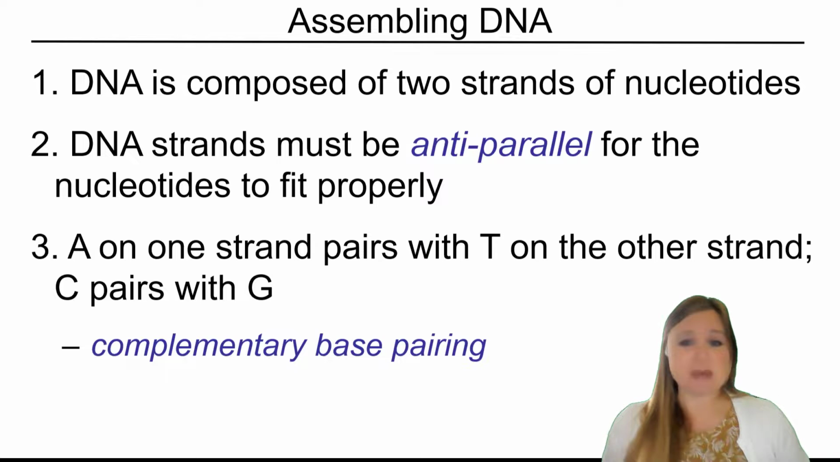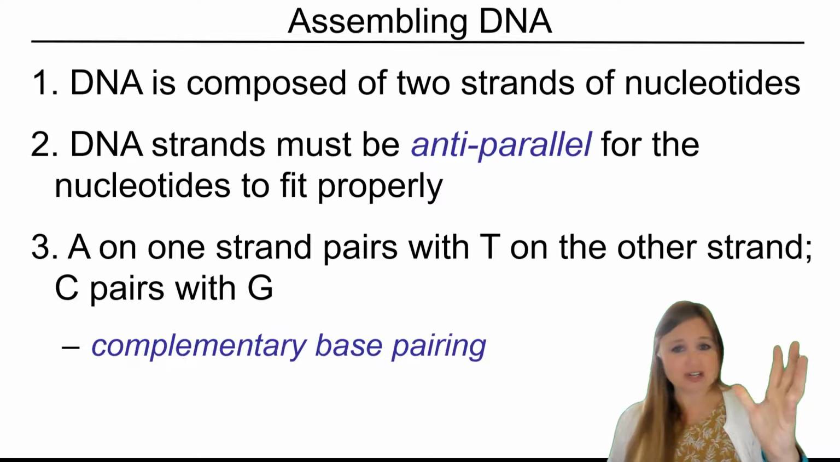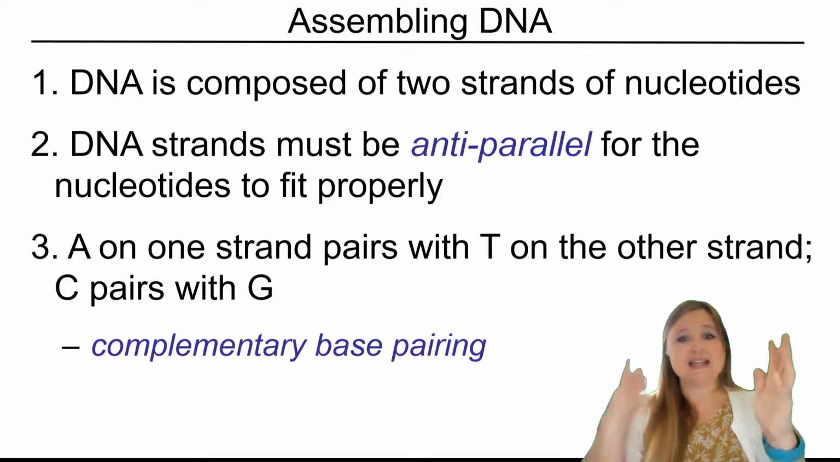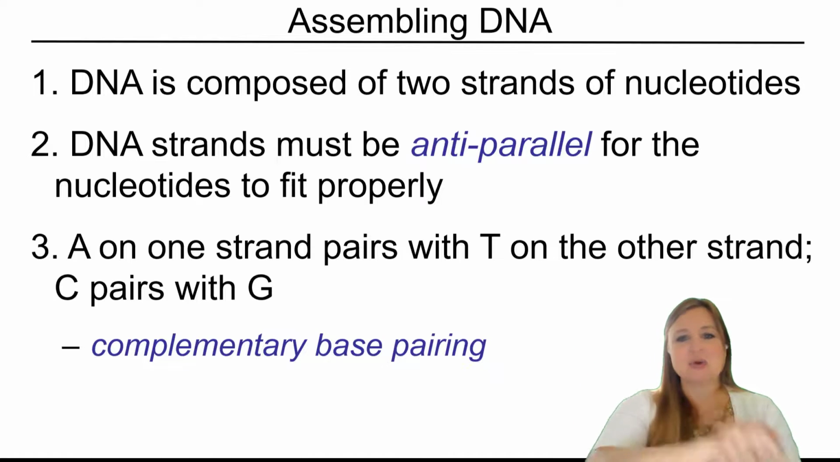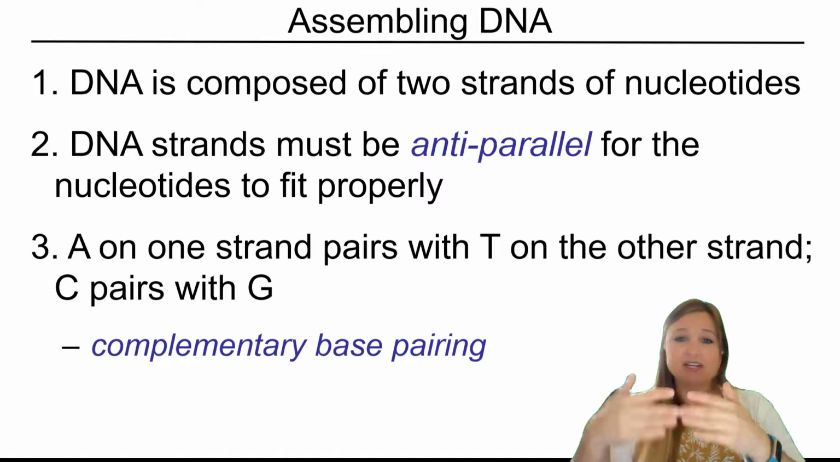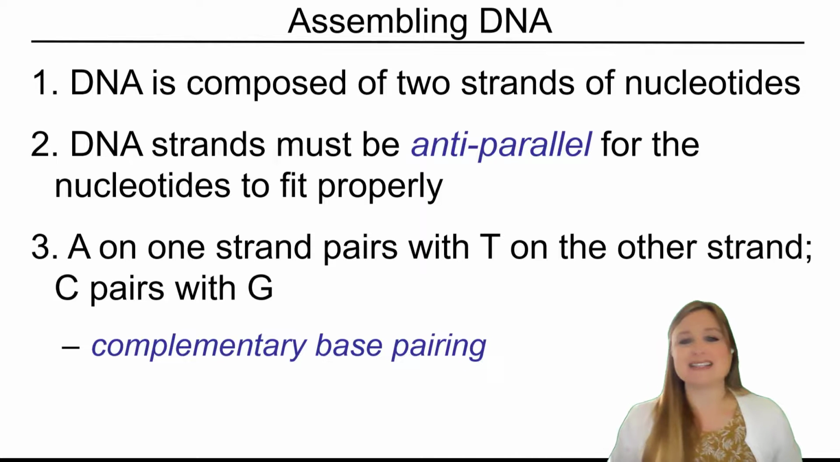Now, complementary base pairing rules tell us that whenever we have an adenine in one strand on this nucleotide, in the other strand's nucleotide, that adenine is going to pair with a thymine base. And so A and T always base pair together, and C and G always base pair together. And we call those complementary base pairing rules.